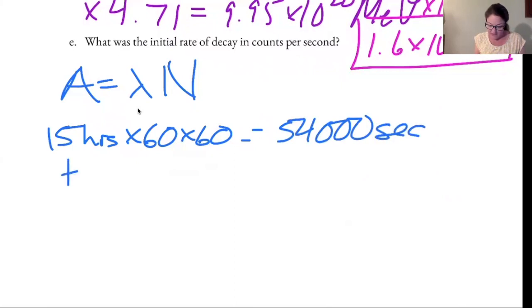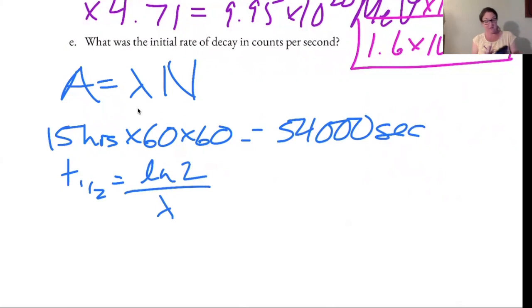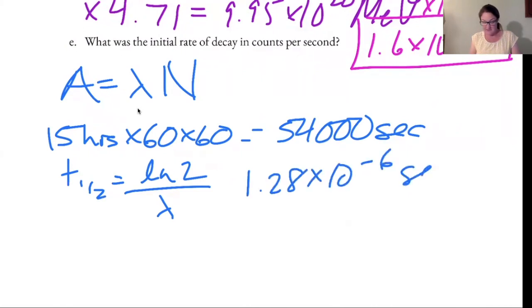So T1/2 equals ln2 over lambda. I'm going to plug in the 54,000. So ln2 divided by 54,000 yields 1.28 times 10 to the negative 5 per second. This is my decay constant. So this is the lambda.